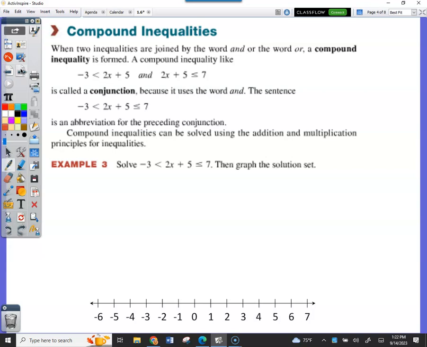Now, there's 2 ways to see and inequalities, and that is if it says the word and, or more commonly, you're going to see it written like that. Here's where having a highlighter is helpful. If you need one, let me know. But notice there are 2 inequality signs there.